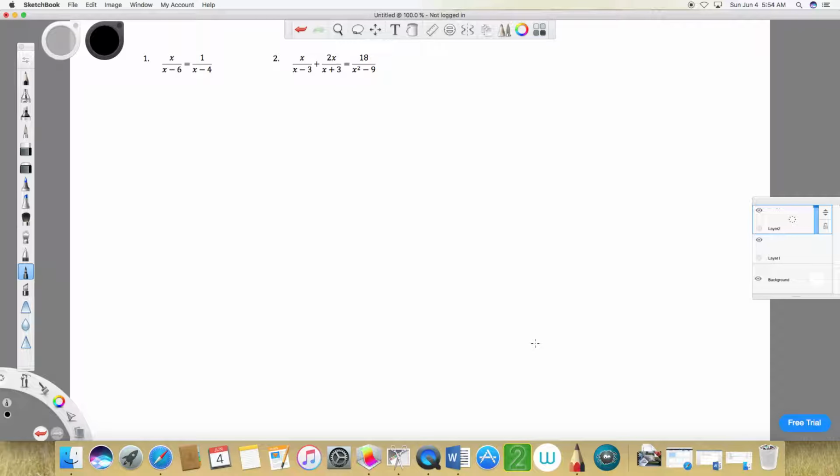Let's take a look at these two equations. These are rational equations. I can see that because I have fractions and I have variables in the denominator. Now, with variables in the denominator, I have to be concerned about division by zero. So our solutions could be extraneous, which means that we'll have to check them in the original equation.